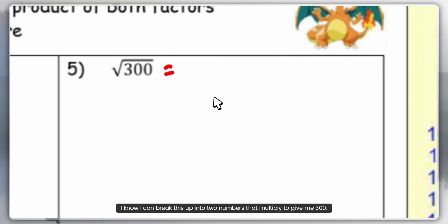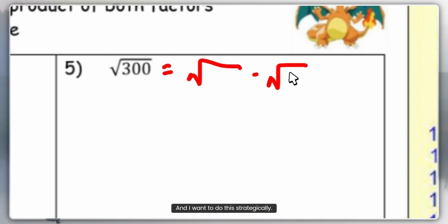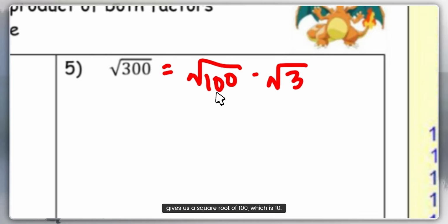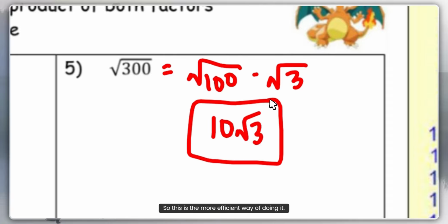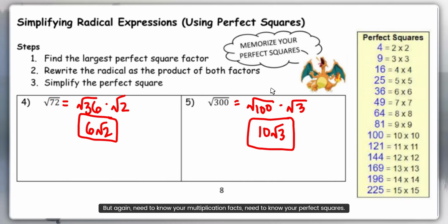Well, I know I can break this up into 2 numbers that multiply to give me 300, and I want to do this strategically. The 2 numbers that I pick, I need one of them to be a perfect square, right? Specifically, the largest perfect square. So in this case, we can say, hey, 100 times 3 gives me 300, and breaking it up this way gives us a square root of 100, which is 10, and then we just have square root of 3. Right? So this is a more efficient way of doing it, but again, need to know your multiplication facts, need to know your perfect squares.